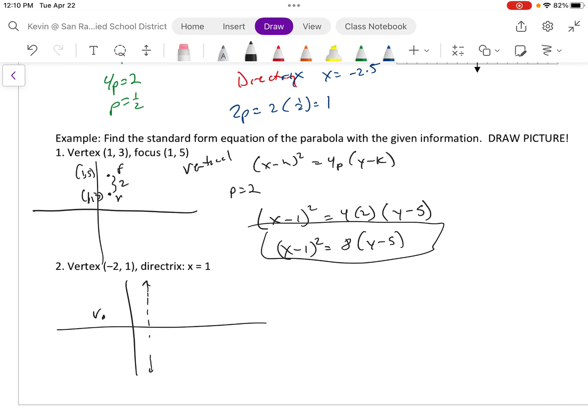Last one, same thing. Vertex is at negative 2, 1. There's my vertex. My directrix is at x equals 1. Okay, so that makes my p 3. And my focus then is 3. So my focus is out here. My focus is going to be negative 5, 1. So since I was at negative 2 and I went negative 3, my p is actually p equals negative 3, because it's from vertex to focus, right?